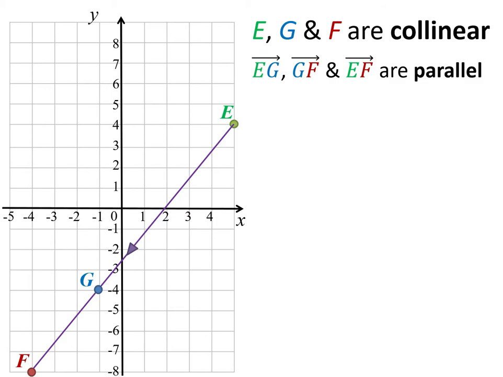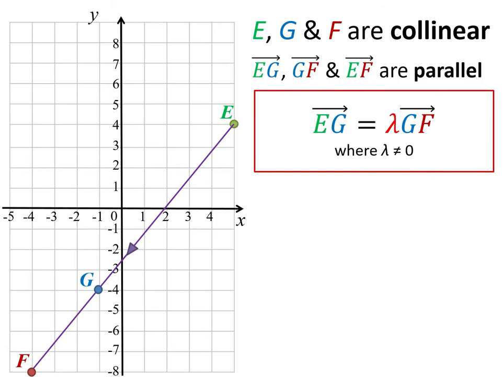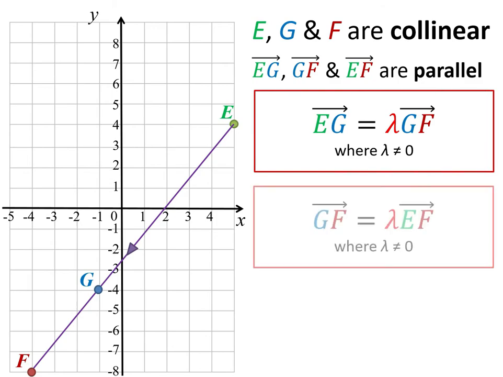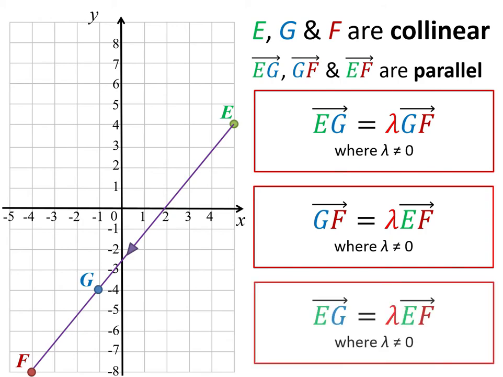So that's why we can make another conclusion that when EGF are collinear, then EG and GF are parallel, EG and EF are parallel, and also GF and EF are parallel. If they are parallel, the ratio will always exist between them. So that's why we can make another conclusion, which is EG equals lambda GF, or GF equals lambda EF, or EG equals lambda EF.